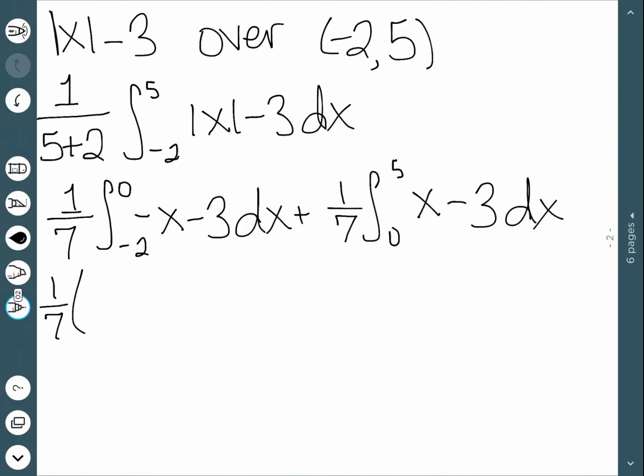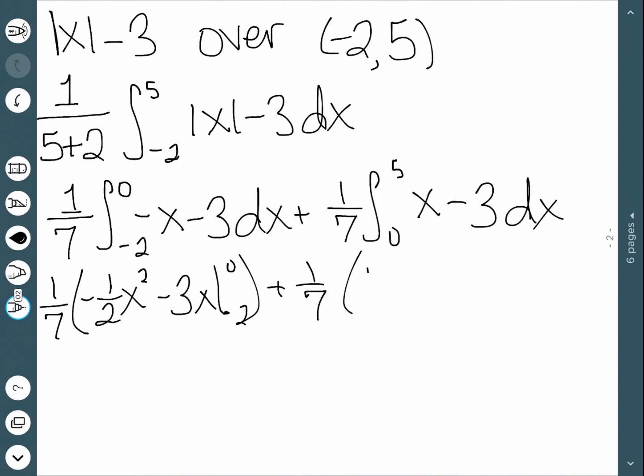I now have 1 over 7 times, add 1 to the exponent and divide by 2, and then the same thing here, between negative 2 and 0, plus 1 over 7. Once again, add 1 to the exponent and divide by that number, minus 3x, between 0 and 5.